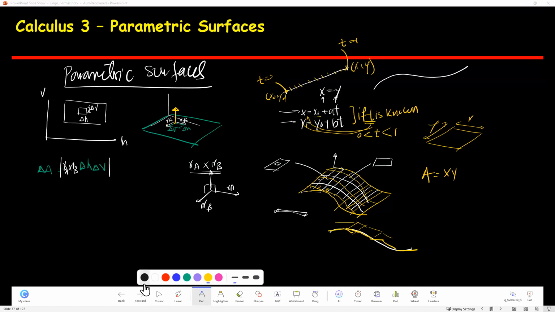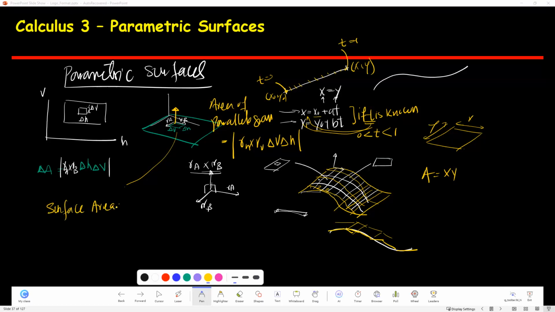And I can just write the area of a parallelogram. If I have this kind of shape, I can write the area of the parallelogram equals RH times RV, and delta V delta H. That's my area. But in differential form, like this little thing, if I have a differential form, I can also write the surface area of this little patch. I can write it like this.